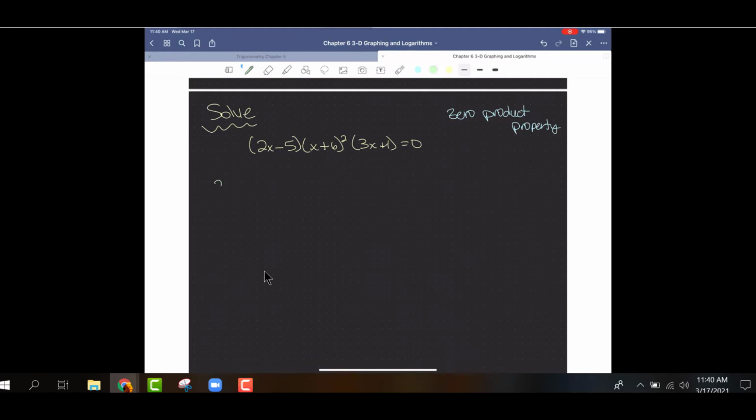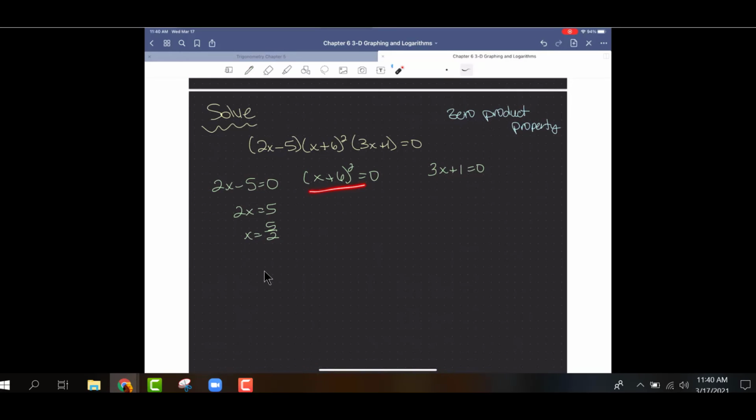So either 2x minus 5 has to equal 0, or x plus 6 squared's got to equal 0, or that 3x plus 1's got to equal 0, right? And then now we're just going to do algebra to solve for x. So we're going to get what? 2x equals 5, x equals 5 over 2. We're all good with that, right?